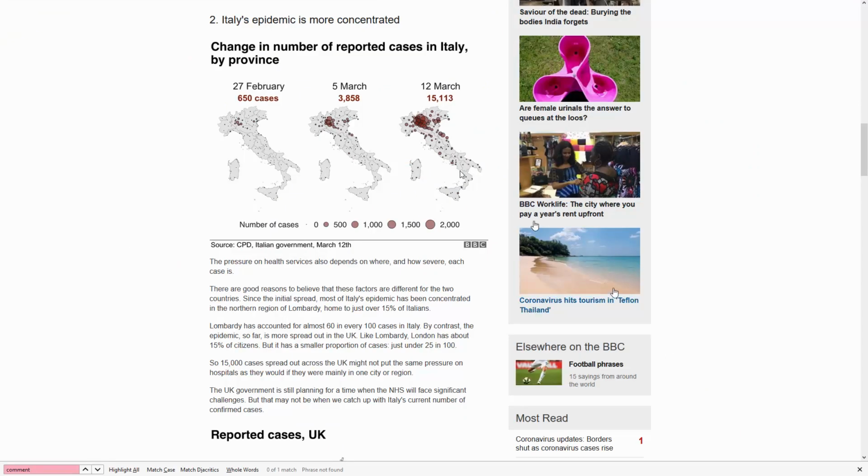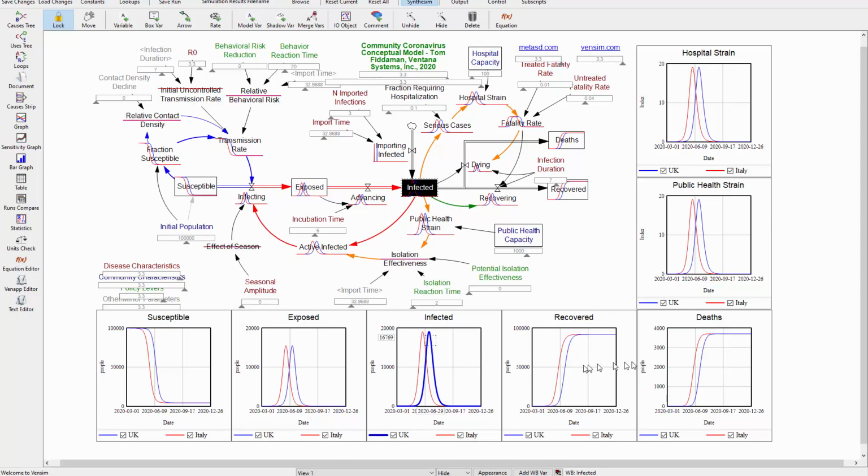The second claim in the article is that the epidemic is more concentrated in Italy, and it certainly looks that way on the map with a big cluster here. But look again at this exponential behavior you see. While the epidemic is growing, the number of infected people has sort of this hockey stick shape.